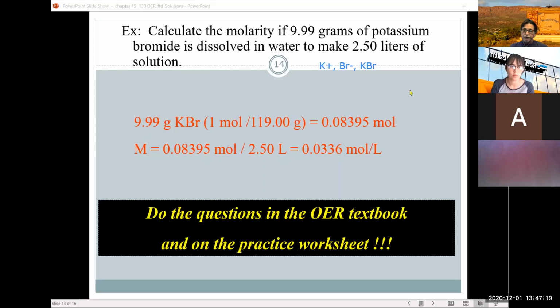So 9.99 grams divided by 119 gives me 0.08395. Don't truncate it yet until you're done with the calculations, because eventually we're going to have 3 sig figs in the numerator and 3 sig figs in the denominator. Our answer should be with 3 sig figs. So take the number of moles and divide that by 2.50. The molarity of 9.99 grams of potassium bromide in 2.5 liters of solution is 0.0336 moles per liter.